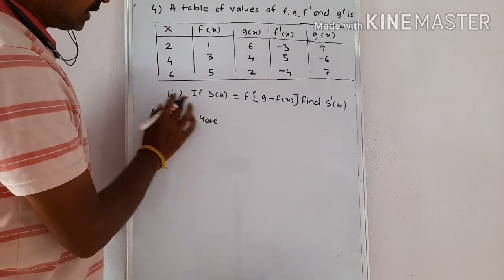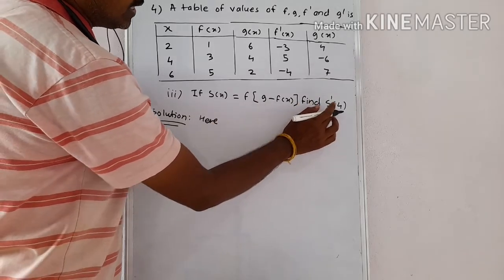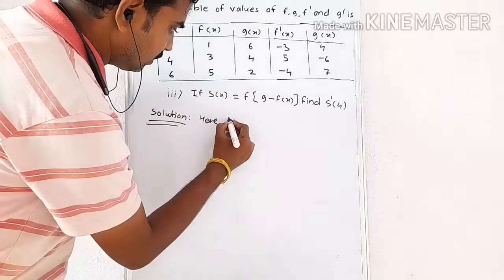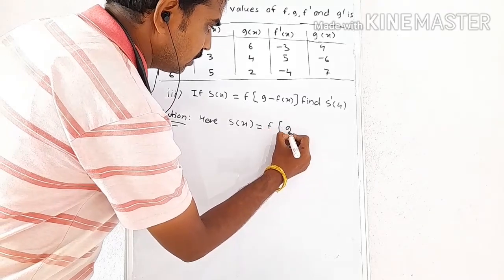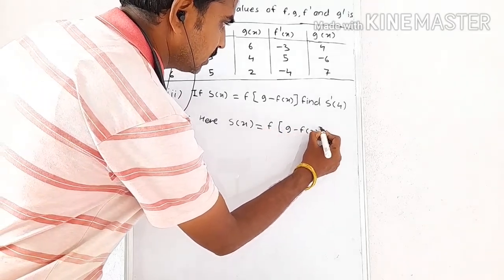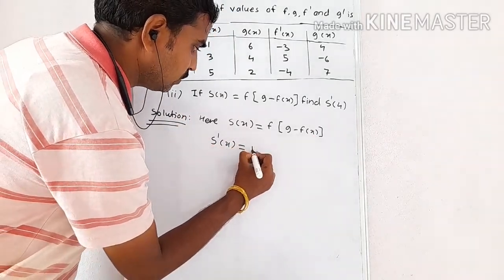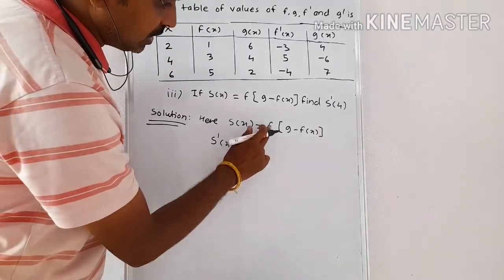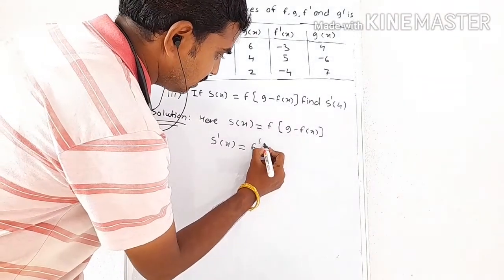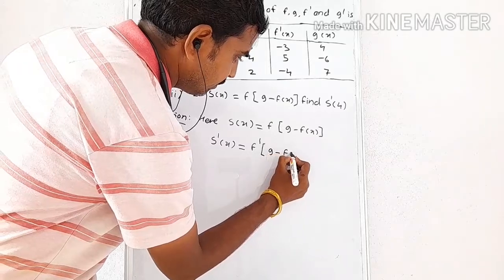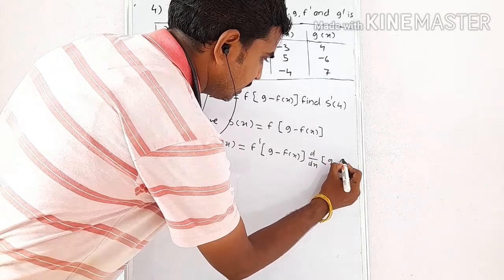Now the third example is, if s of x equal to f of 9 minus f of x, we want to find s dash of 4. In a similar manner we calculate the solution of this problem. First we write s of x equal to f of 9 minus f of x. Now we differentiate this function again. S dash of x equals, first we differentiate f, and next we calculate the derivative of the bracketed term. Therefore derivative of f is f dash, bracketed term as it is f of 9 minus f of x, into d by dx of 9 minus f of x.